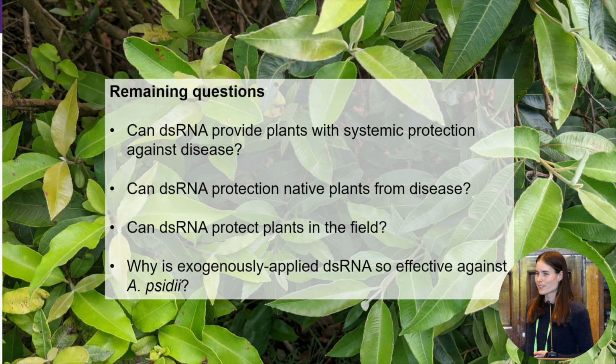And another question that we're looking into at the moment is, why is this working so well in Osteopuccinia acidii? Because we are looking at other fungal pathogens, but double-stranded RNA seems to be particularly effective against Osteopuccinia. So we're really interested in understanding why that might be.